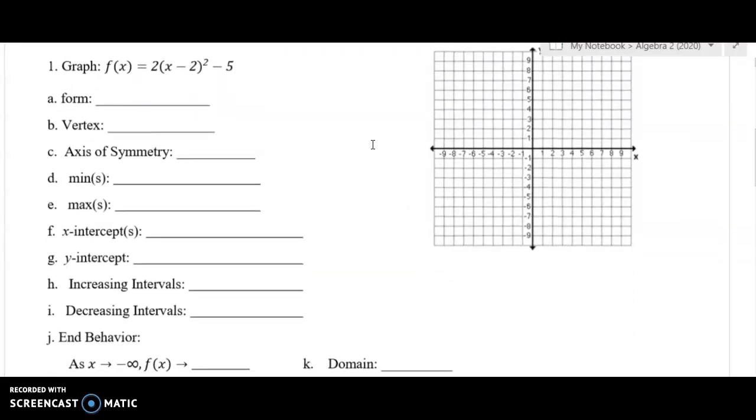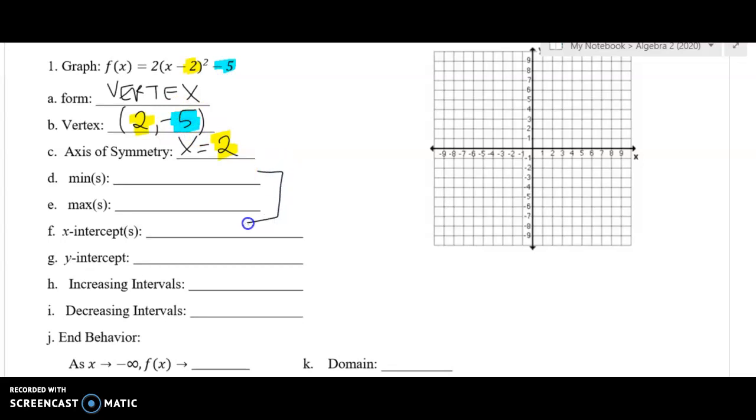So here's our first problem. It wants you to graph this. It is a problem just like yesterday. F of x equals 2 times x minus 2 quantity squared minus 5. The form is vertex form like we did yesterday. The vertex is the opposite of the inside, the same as the outside. Axis of symmetry is going to match that x value. So let me go through and highlight those yellow pieces so you know those match up, and the blue pieces so you know those match up.